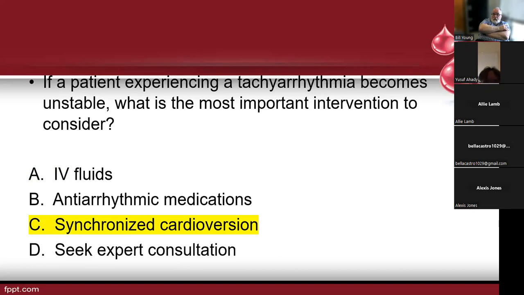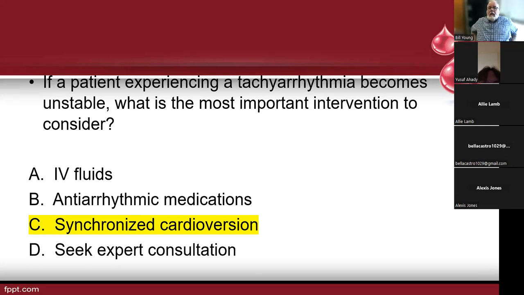Oh no, you guys know this. Jump in here and tell me. Yes. And what would be your dose, Yusef, that you would cardiovert your patient who is in VTAC with a pulse? 50 to 100 joules. And what would be your dose for cardioversion for unstable SVT? 50 to 100 joules.